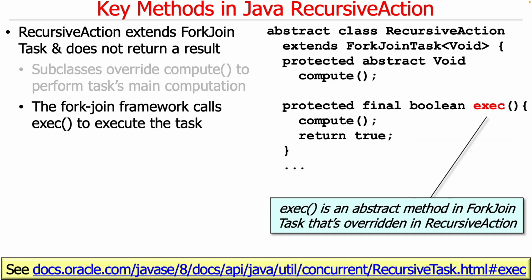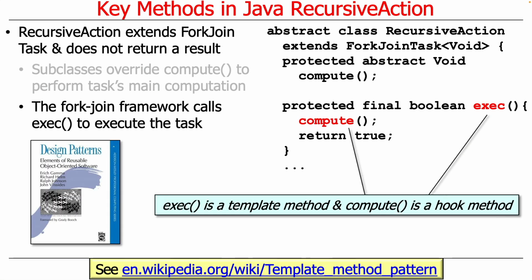Now, the way this works under the hood is there's an exec method provided as part of the RecursiveAction, and the ForkJoin framework calls exec. What exec does is call the compute method, and that's the method you define. Exec is just a way of being able to call compute, and then it just returns true. It says it worked, whatever worked means. Of course, it could throw an exception.